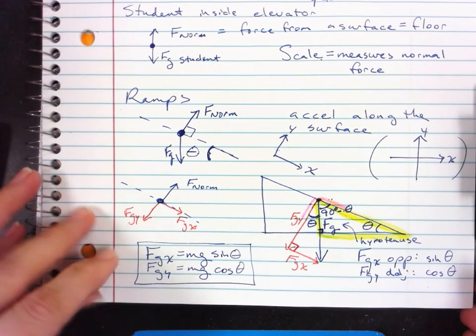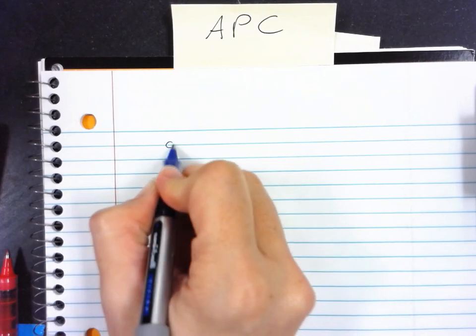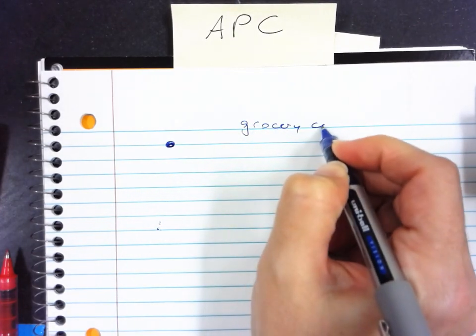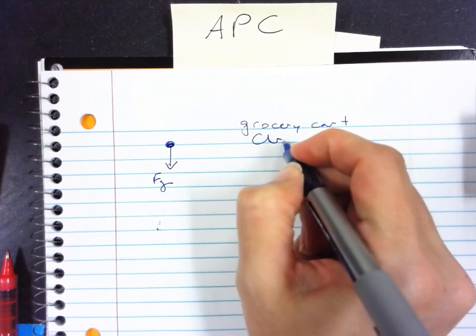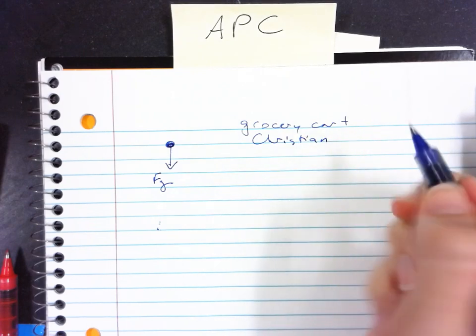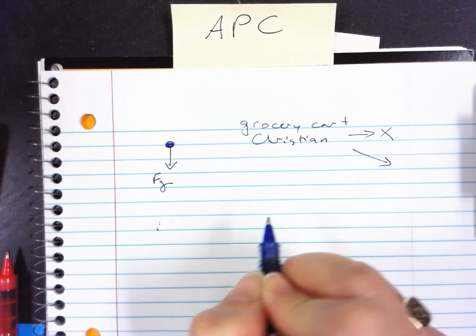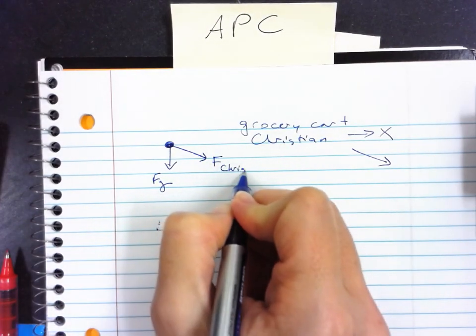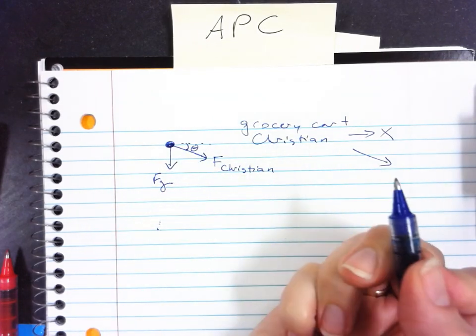One more thing to talk about. We're going to send Christian grocery shopping. And so this is the grocery cart. And of course there's force of gravity on it. And Christian, when he pushes the grocery cart, doesn't push horizontally. He pushes down at some angle. So we're going to draw that here. This is the force of Christian, and it's at some angle below the horizontal.